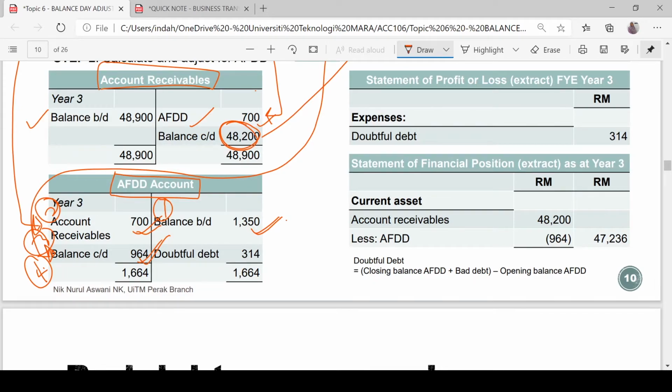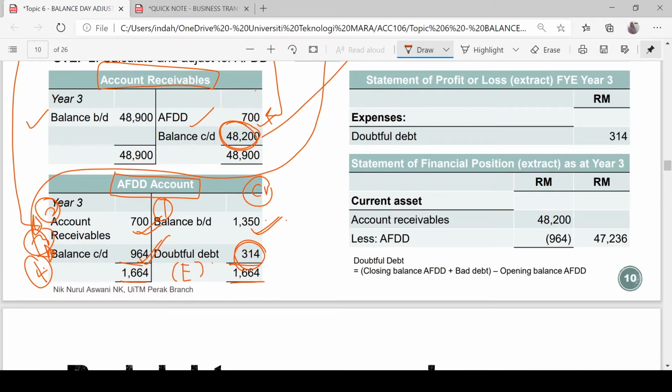On the credit side we have only 1350. So pick the higher total as the total for your debit and credit. So the higher total is 1664. So 1664 minus 1350, you have a difference of 314 doubtful debt. If it is on the credit side here, then this is an increase in allowance for doubtful debt, so this is to be treated as an expense.